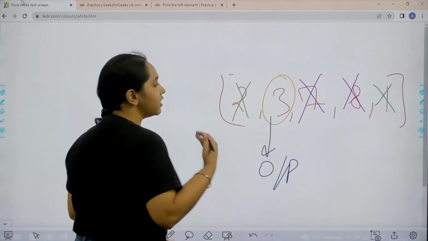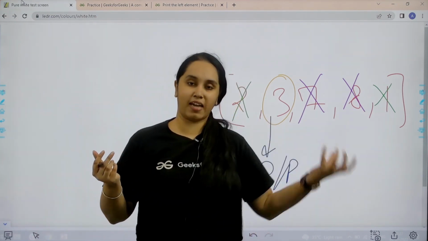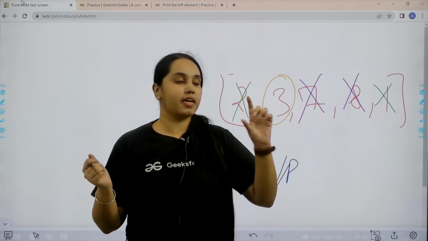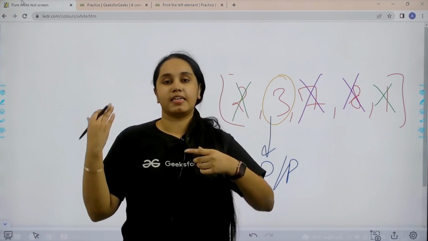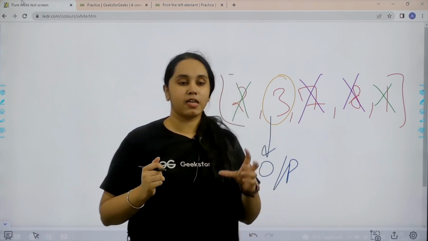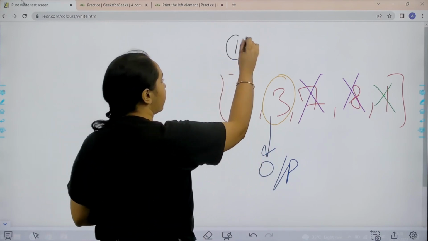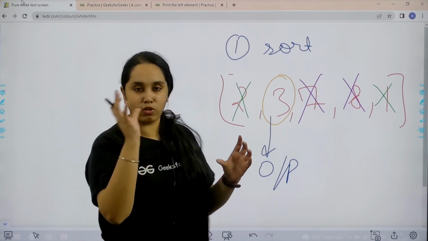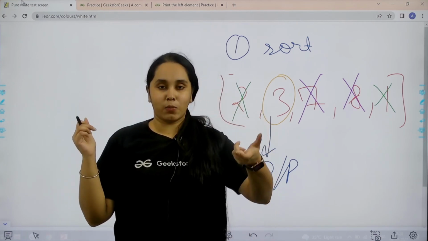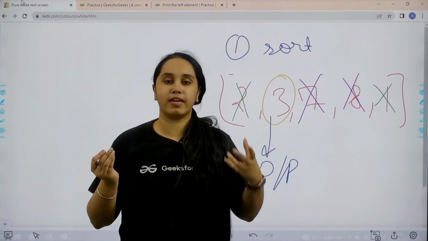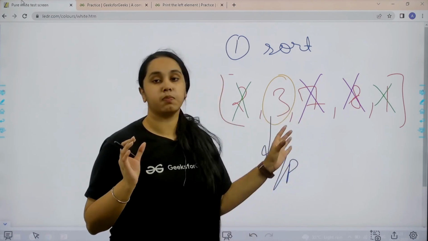So I just need to keep on repeating. First, the maximum value is removed, then the minimum value is removed. And in the end, when I'm only left with one element, that is my result. I hope the question is clear to you. Now, for solving this question, we would be applying the sort method in Python. So we would sort the entire array, and after that, we would just apply an if-else condition to get the result. I hope the concept is clear to you.